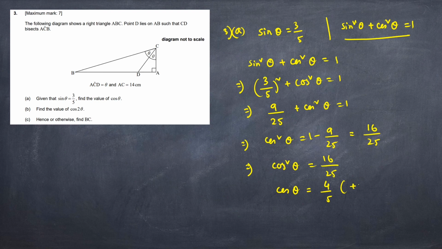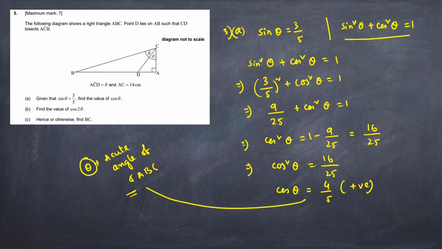So we can conclude cos theta is equal to 4 by 5. We are taking the positive value. Why not the negative value? As you can see, theta is the acute angle of triangle ABC, so as it is an acute angle, we are taking the positive value. Ultimately, the value of cos theta is equal to 4 by 5.